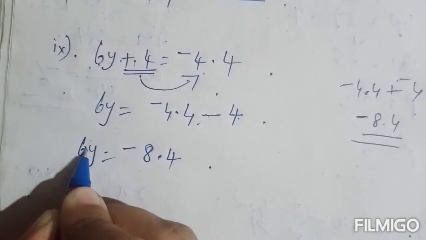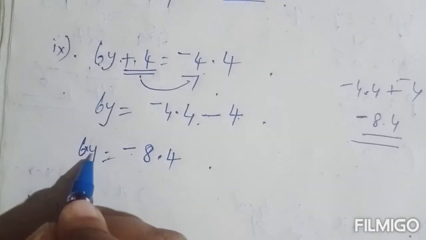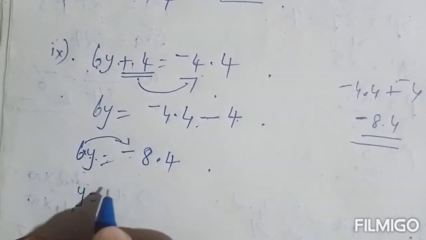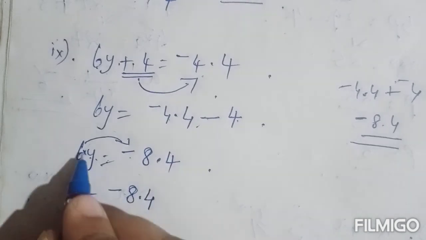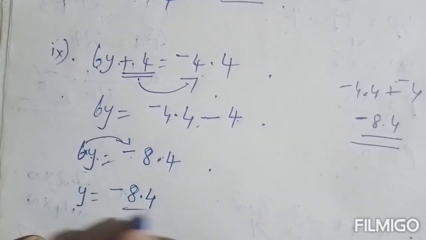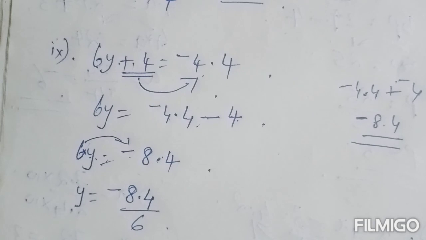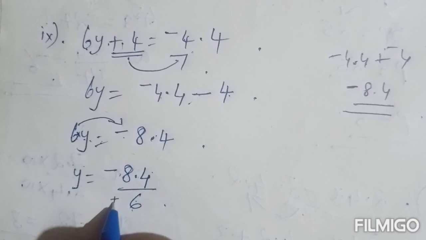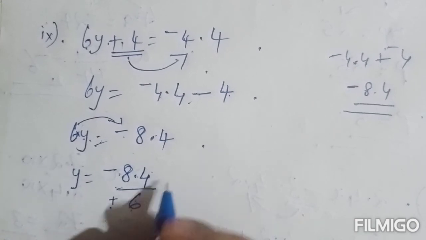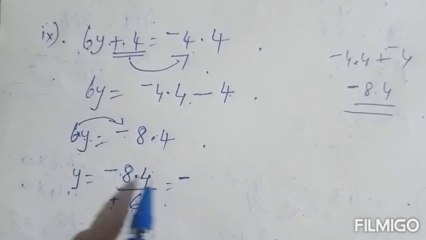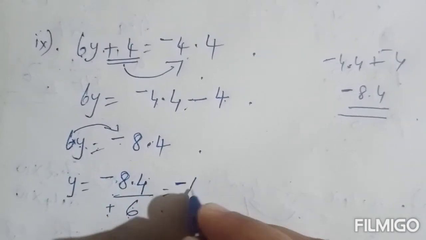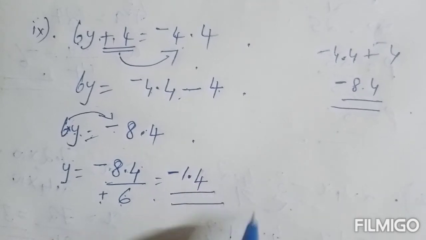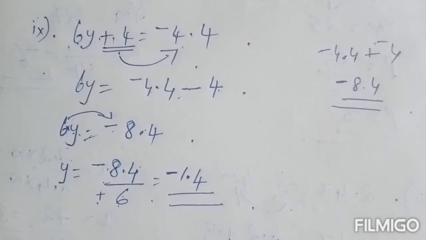Now 6 into y equal to minus 8.4. From this we are taking 6 to the other side. Okay, y equal to minus 8.4. Multiplication 6 on taking to other side it will be divided by 6. Now you can divide minus 8.4 by 6, that is positive 6. Negative divided by positive it is negative. 8.4 divided by 6 you will get 1.4. So minus 1.4 will be the answer.